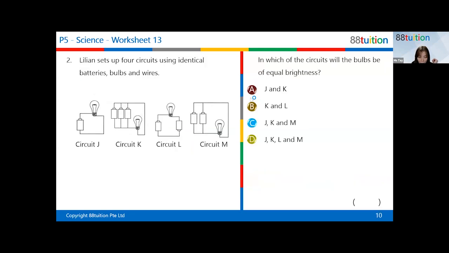Very good. Question 2. Now, I know sometimes it may look scary to you, okay? Lillian set up 4 circuits using identical batteries, bulbs, as well as wire. In which of these circuits will the bulbs be of equal brightness? Now, how many of you are scared of this kind of question? Tell me. You're scared, is it very scary because of the arrangement?